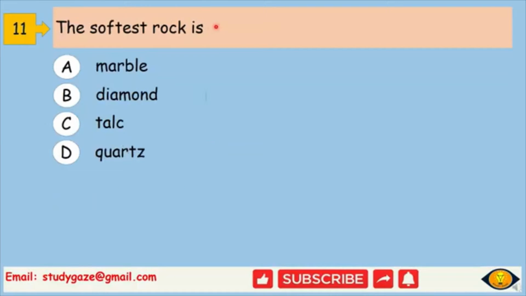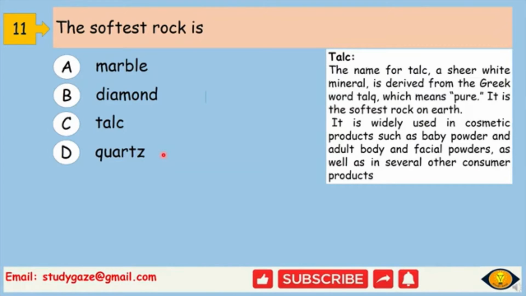11. The softest rock is: marble, diamond, talc, quartz. The answer is C. Talc. The name for talc, a sheer white mineral, is derived from the Greek word talc, which means pure. It is the softest rock on earth, widely used in cosmetic products such as baby powder and also adult and body facial powders.